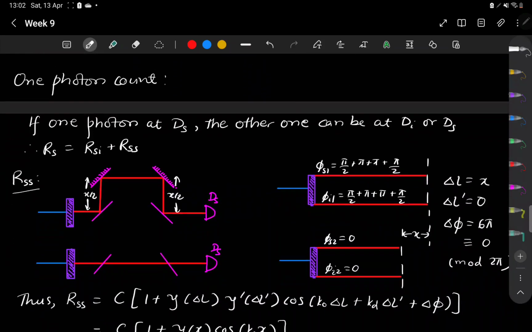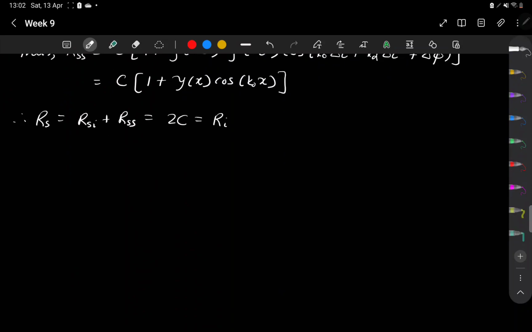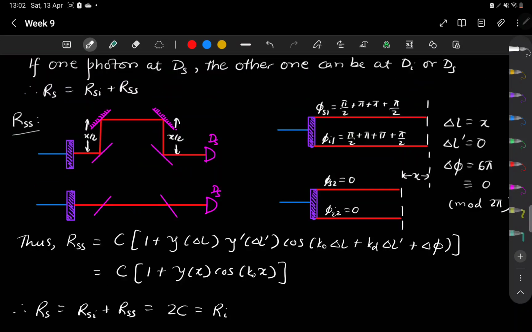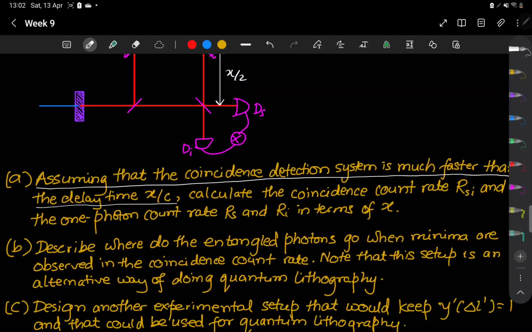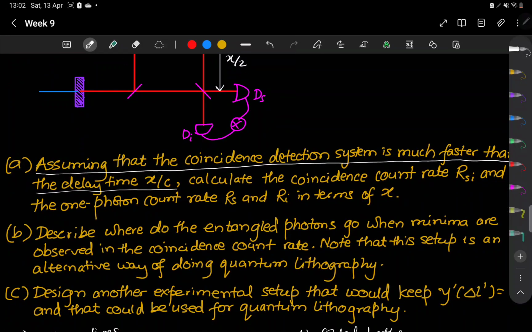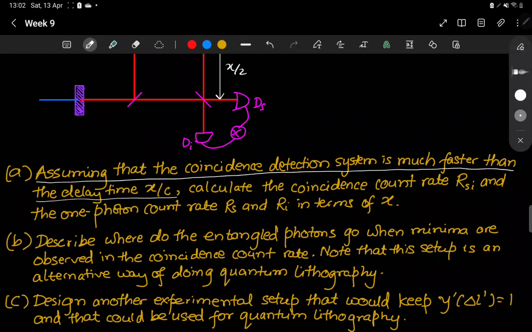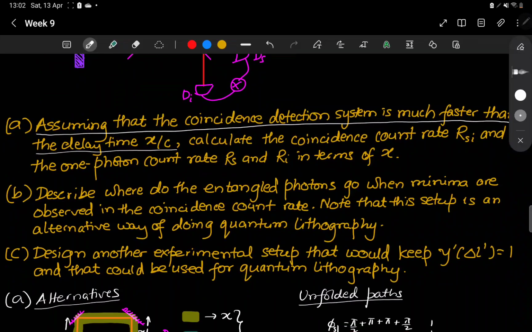Okay, so that's clear. Now we can proceed to the next part. Part B says, describe where do the entangled photons go when minima are observed in the coincidence count rate. Note that this setup is an alternative way of doing quantum lithography.